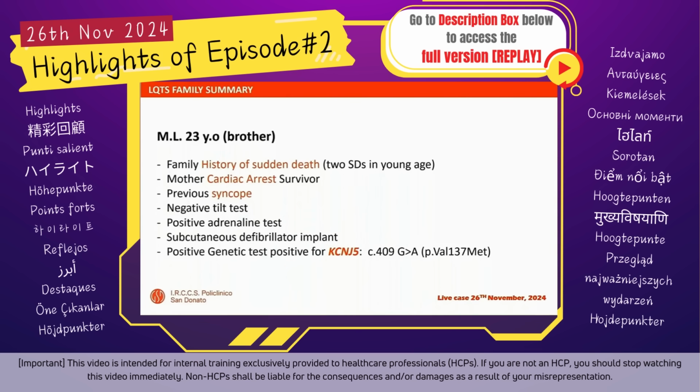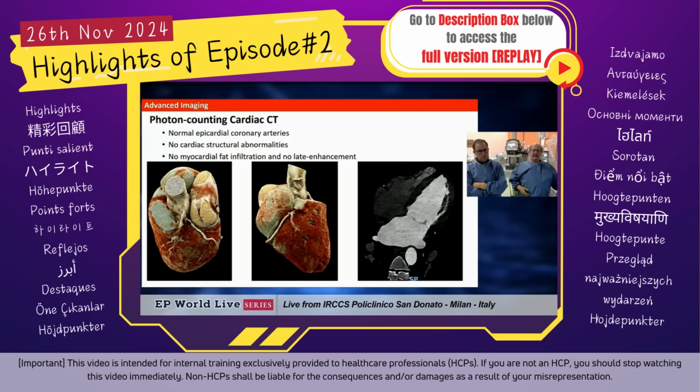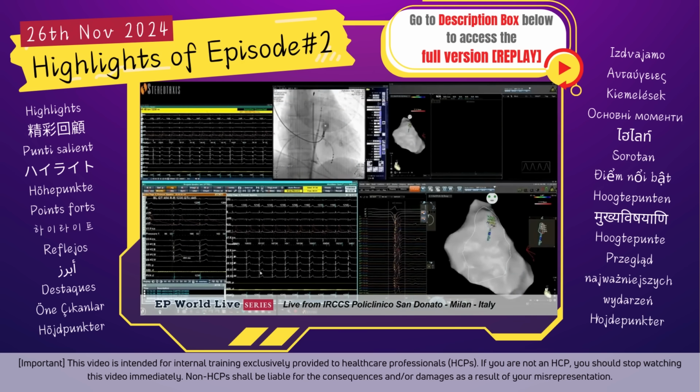He has a family history of severe sudden cardiac death. This is the magnetic resonance performed at the beginning when we met the patient, showing a normal function and the absence of LGE. So let's go to the screen to show how we do the map in this patient.